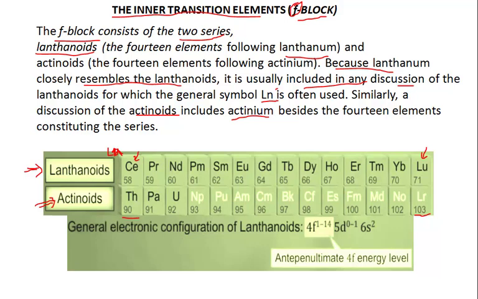Then the general electronic configuration of lanthanoids. Our main focus will be first on lanthanoids, so it will involve 4f1 to 14, 5d0 or 1, and 6s2. This is the general electronic configuration for all the lanthanoids. So the filling of 4f takes place in the anti-penultimate shell, right? The outermost shell is 6s and the electron enters in 4f, which is anti-penultimate.